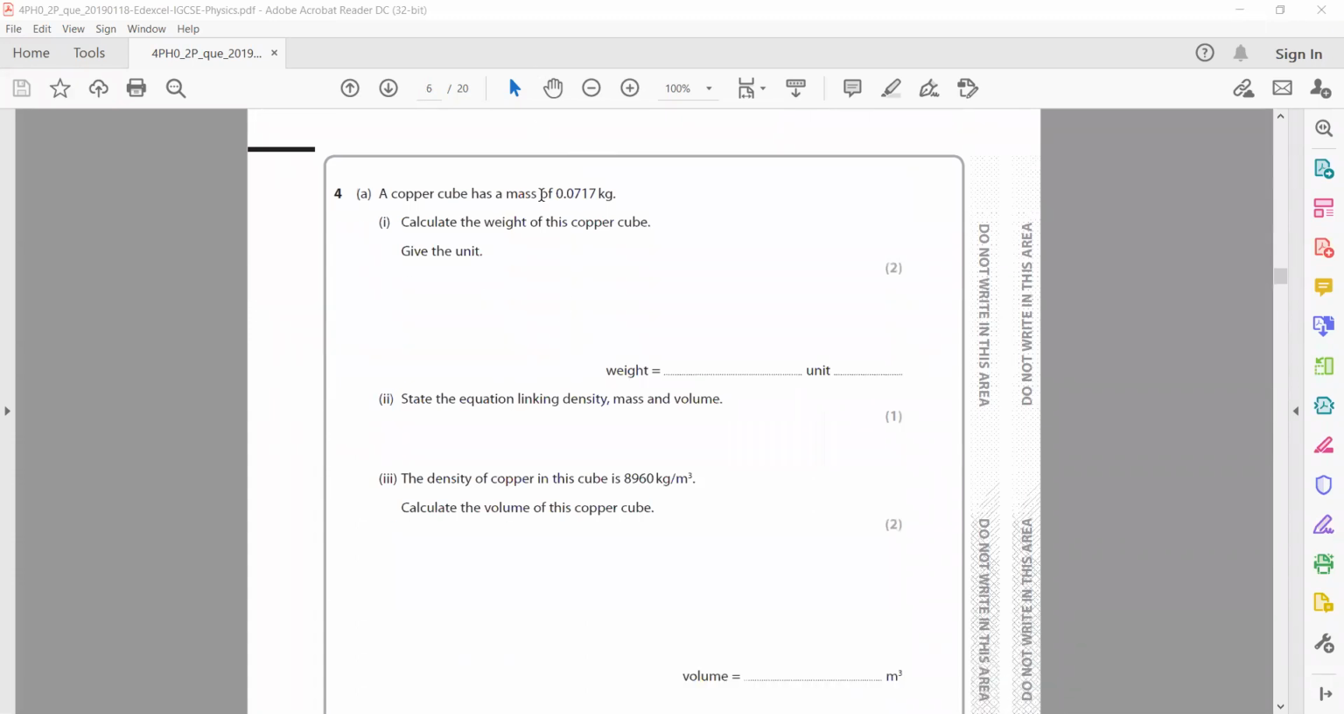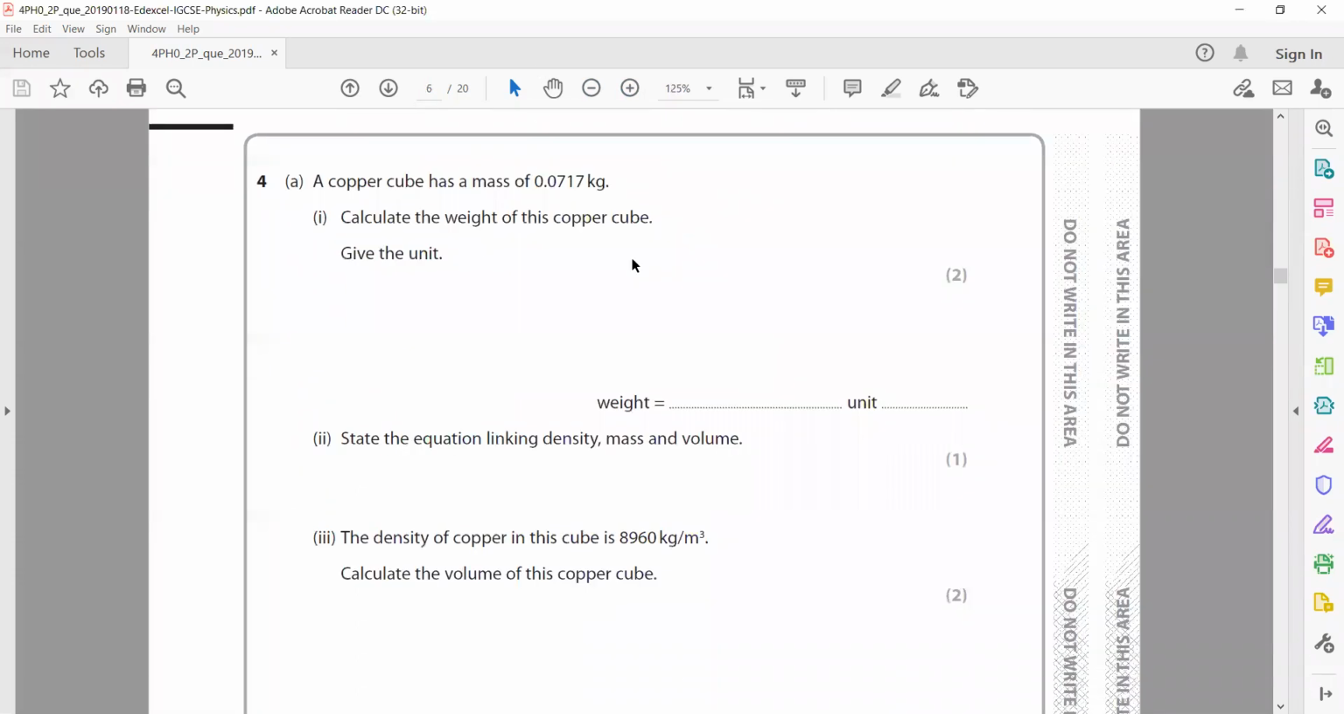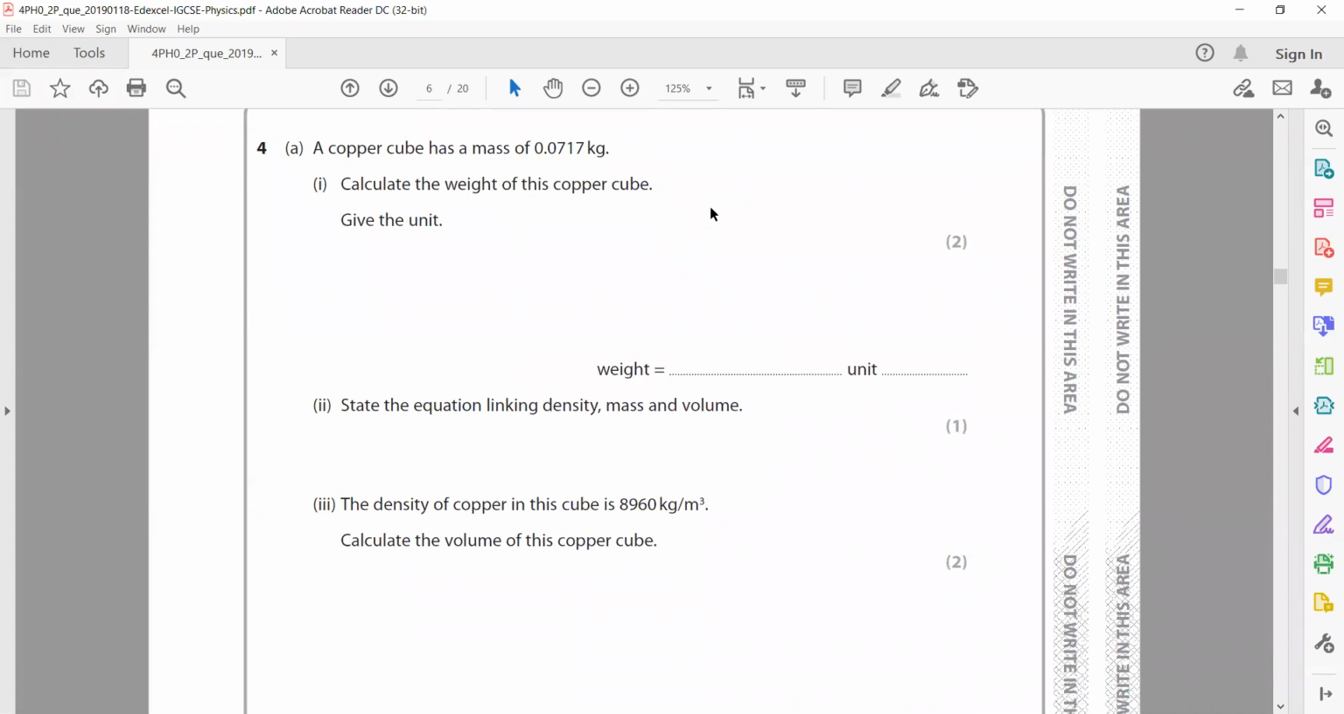A copper cube has a mass of 0.0717 kilogram. Calculate the weight of this copper cube. So how can we calculate the weight? We have the formula: W is equal to mass into gravity. So 0.0717 multiplied by 10. So it will be 0.717 and the unit is Newton.